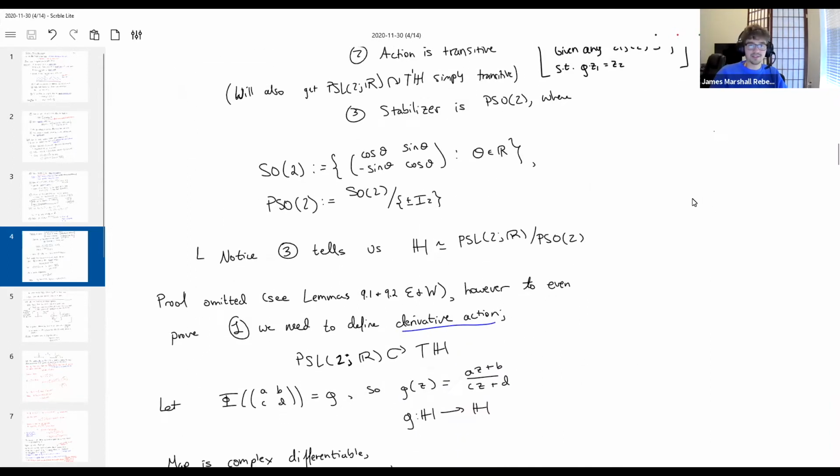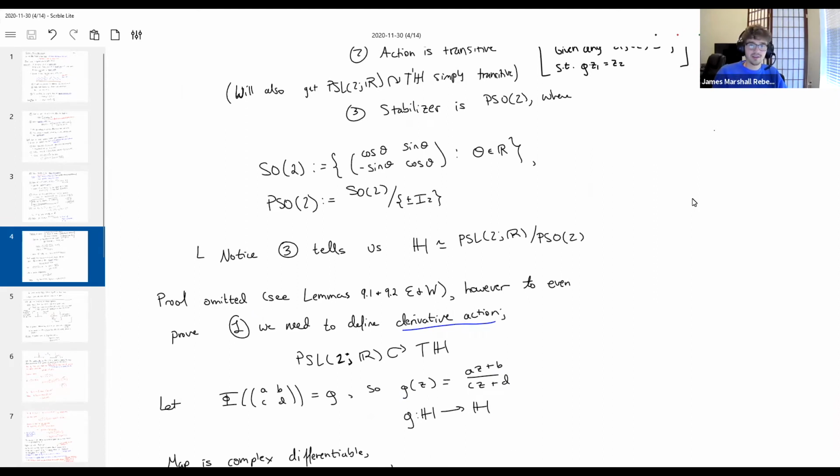So 3 kind of tells us that we can identify H as this quotient space of PSL2R mod PSO2, which is nice because H doesn't necessarily have any algebraic structure built into it, but this kind of gives it some algebraic structure if we view it in this way. So really this isomorphism should be in quotes because what does isomorphism even mean? H doesn't have any algebraic structure, but we're just going to give it the algebraic structure through this identification.